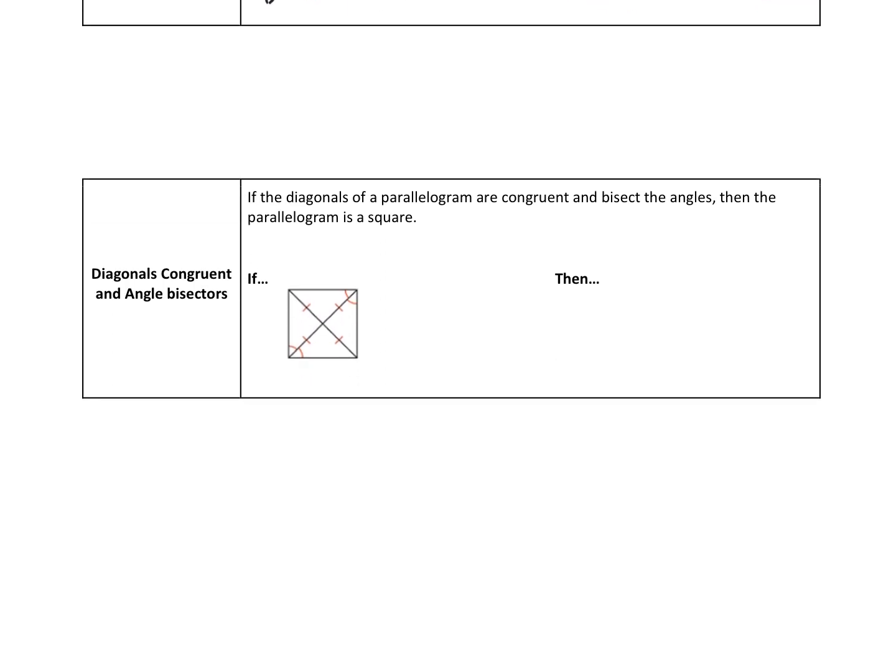All right, last one. If the diagonals of a parallelogram are congruent and bisect the angles, then the parallelogram is a square. I said that wrong. Let me reread it. If the diagonals of a parallelogram are congruent, so look at these diagonals. This diagonal is made up of 2 congruent segments. This diagonal is made up of the same 2 congruent segments. So our diagonals are congruent, and they bisect the angles. So you see how this diagonal is bisecting this angle, giving us 2 congruent angles. This diagonal is bisecting the angle over here, giving us 2 congruent angles. Then you will have a square.